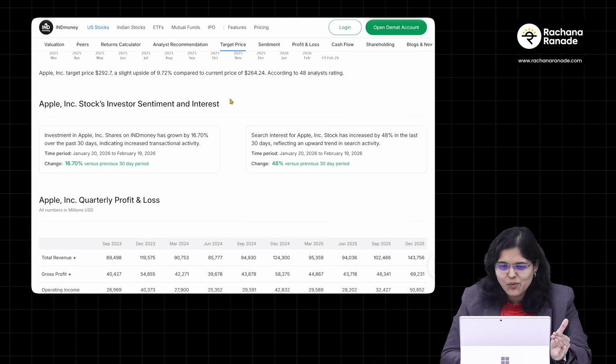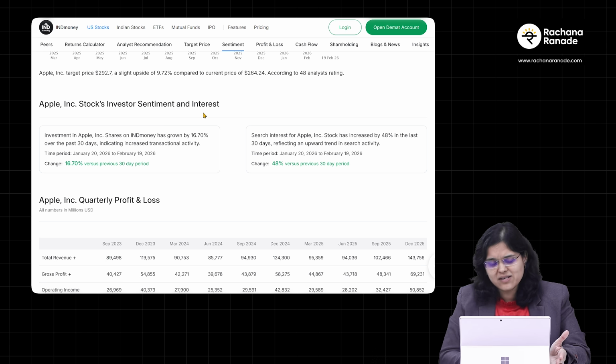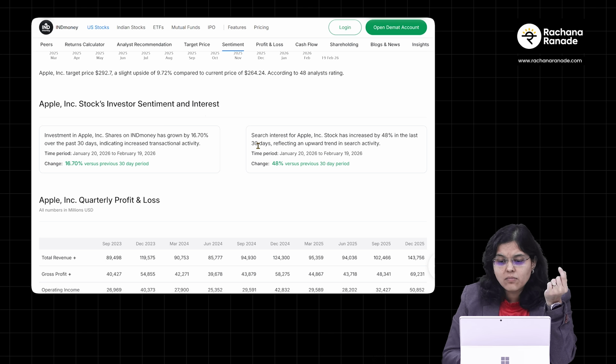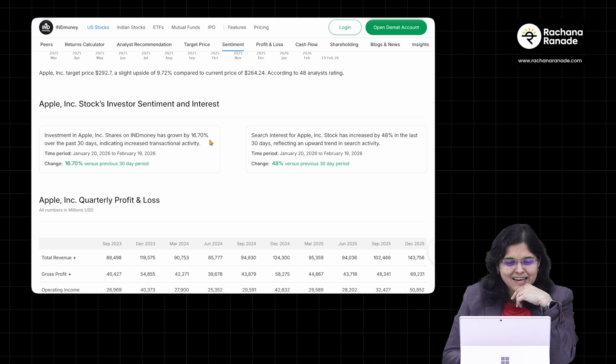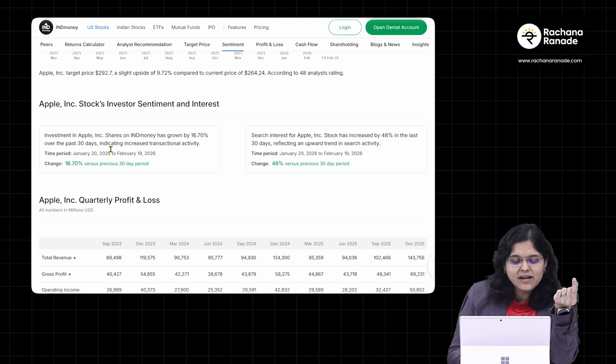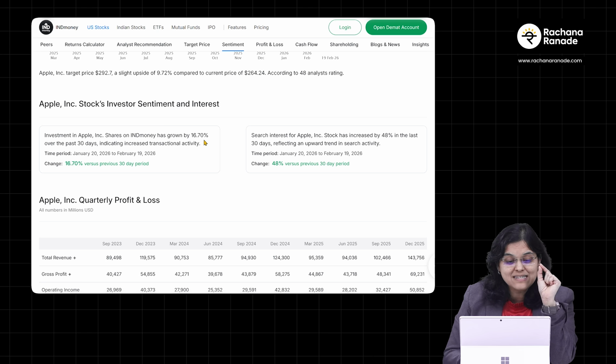One more very interesting point that I saw here was about stock investor sentiment and interest. This is sentiment analysis and interest analysis. So what does this say? How many people have searched for this stock, and this stock's search has increased by 48% in the last 30 days. Something again very interesting, right? And if you check the investor sentiment, you can see here that investment in Apple Inc shares on the IND Money app has grown by 16.7% over the past 30 days.